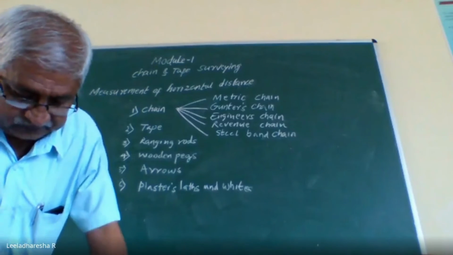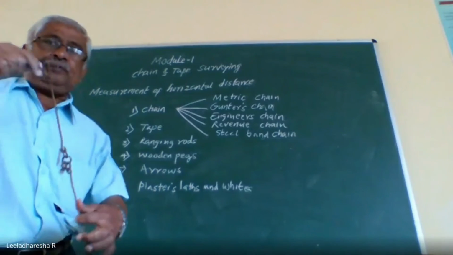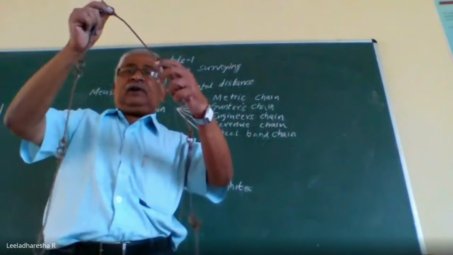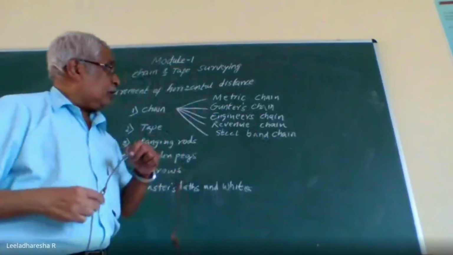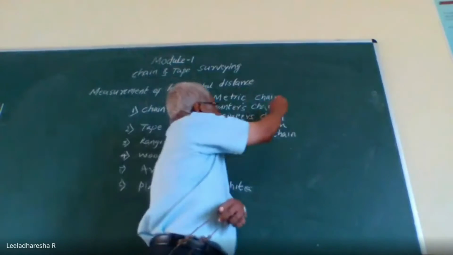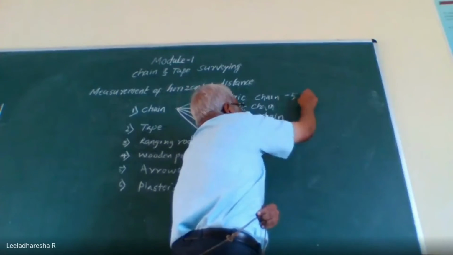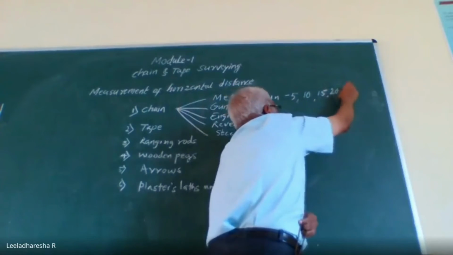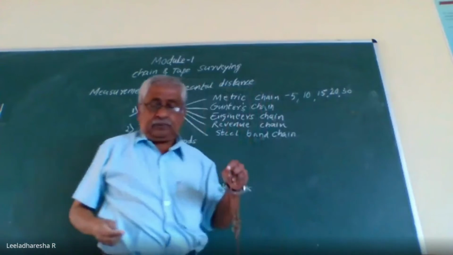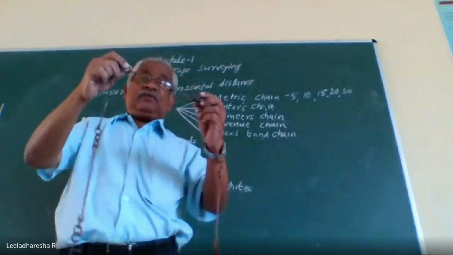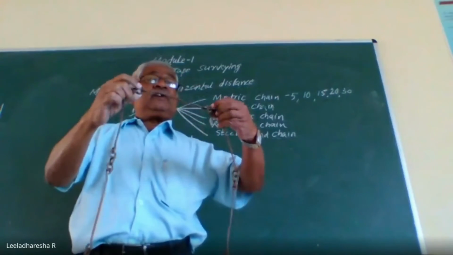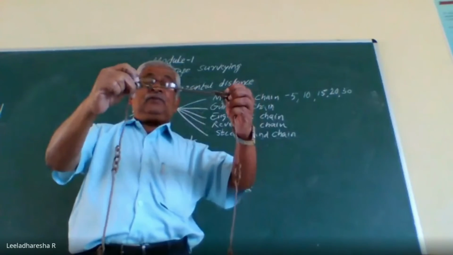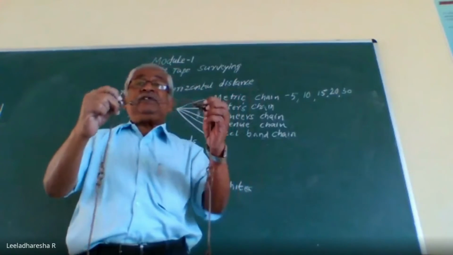I have shown you the chain in the previous class. See, this particular chain is called metric chain. And this particular chain is available in lengths of 5 meters, 10 meters, 15, 20, and 30 meters. See, here, the length of each link from the center of the central ring to the center of the next central ring is 20 centimeters.